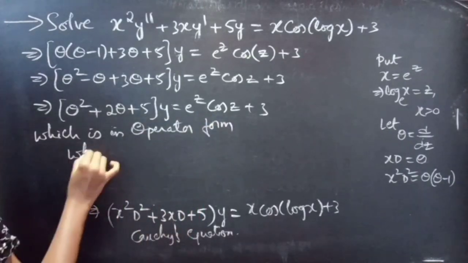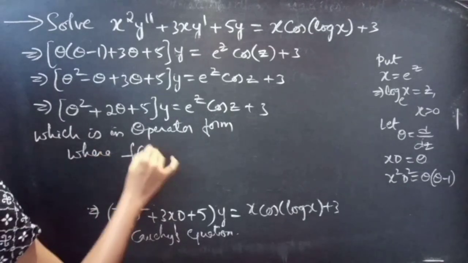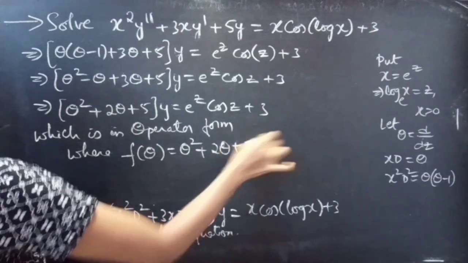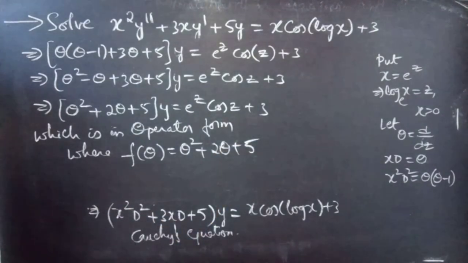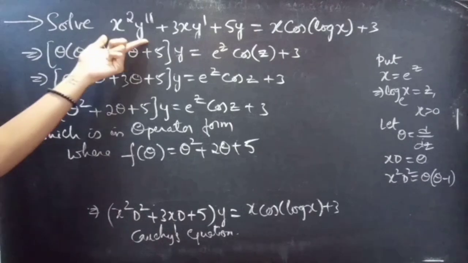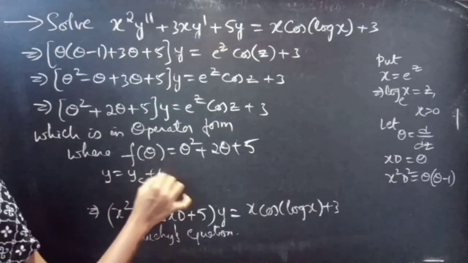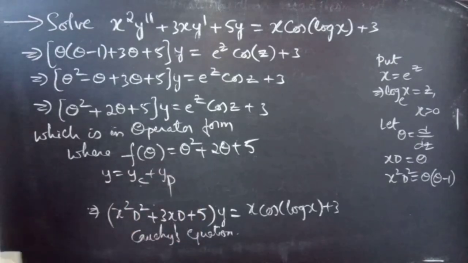Where f of theta equals theta square plus 2 theta plus 5. Now let's find the general solution to the given equation, which is given by y equals yc plus yp. Now we need to find yc and yp.